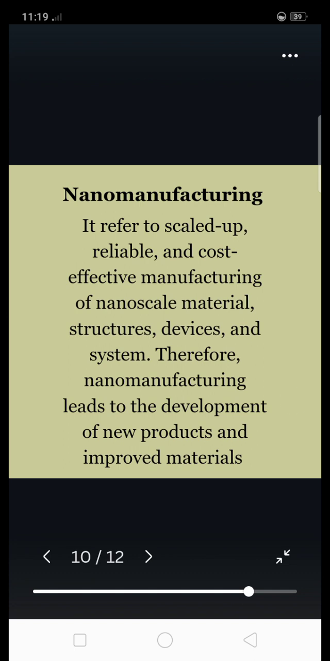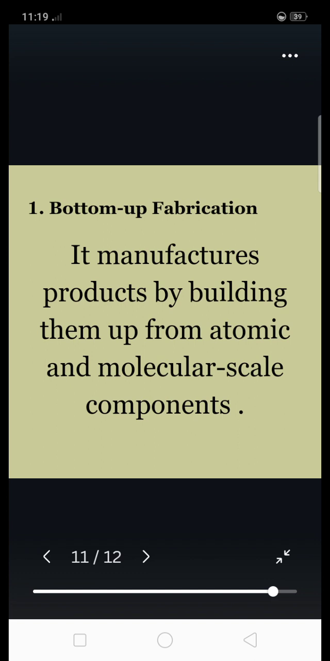The first one is bottom-up fabrication. It manufactures products by building them up from atomic and molecular scale components. However, this method can be time-consuming. Scientists and engineers are still in search of effective ways of putting together molecular components that self-assemble from the bottom up to organize into structures.